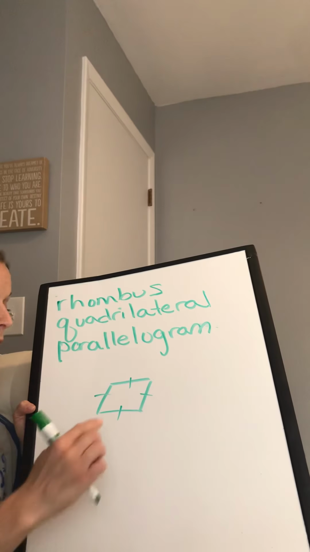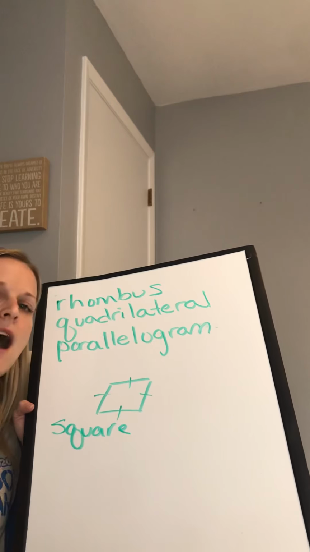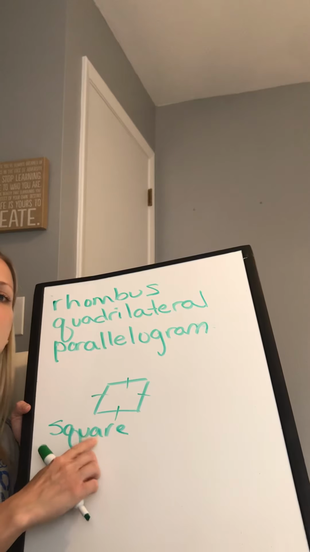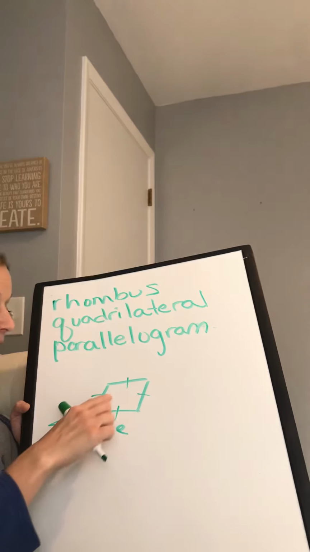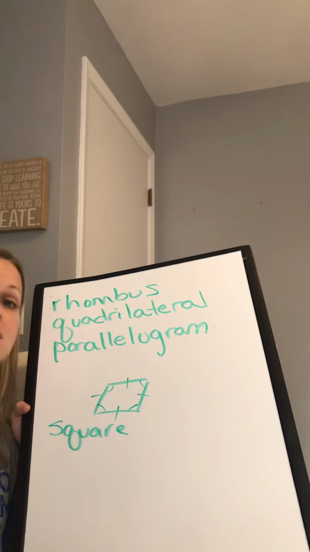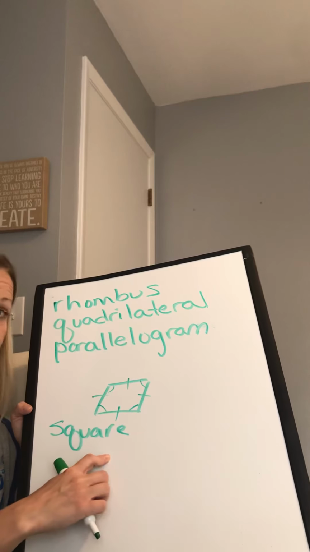Now, a lot of people want to call a rhombus also a square. But why can you not call a rhombus a square? Because a square has 4 right angles. A rhombus does not have 4 right angles. A rhombus doesn't have any right angles. So I cannot name a rhombus a square. Okay?